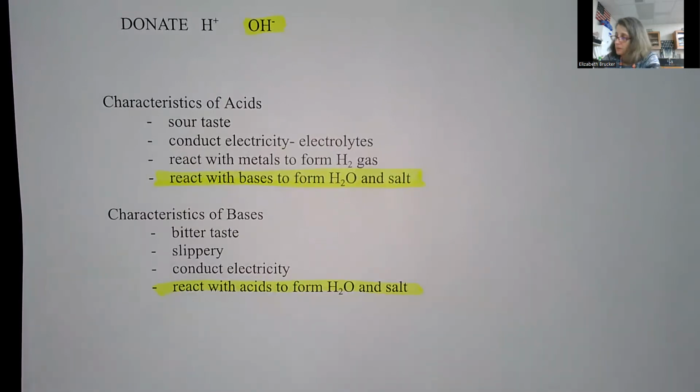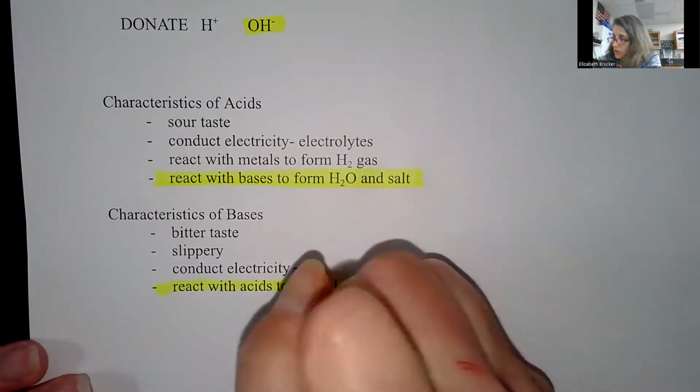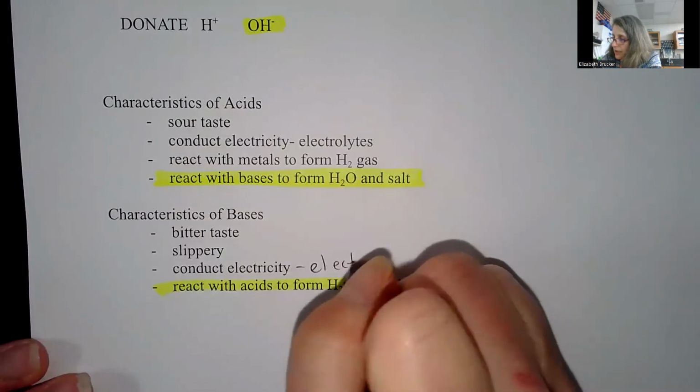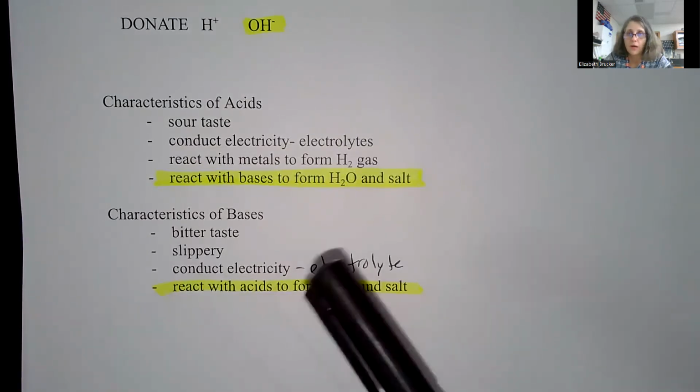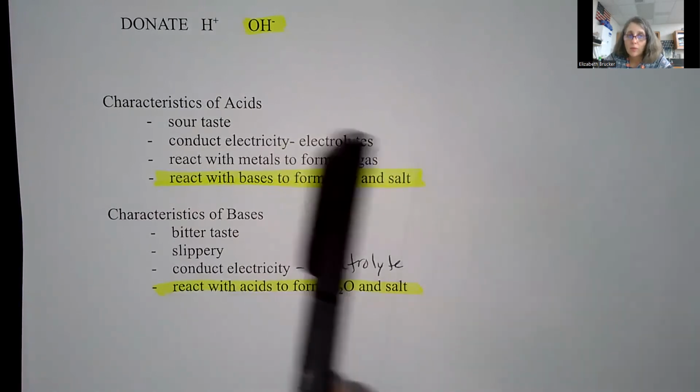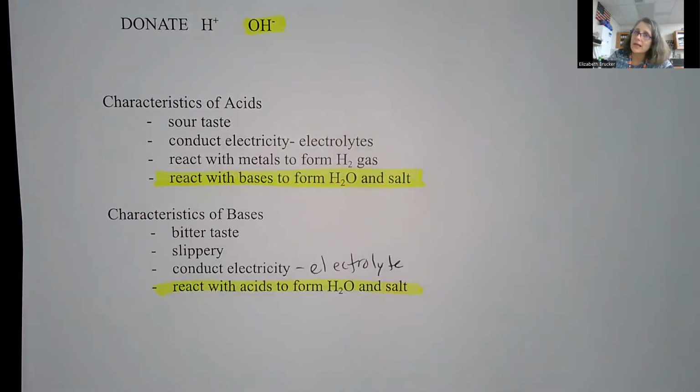But again, bases do conduct electricity, so they are considered electrolytes just like acids are. There is absolutely no difference there. But their chemistry in terms of what they react with is different from, again, an acid. We've been using acids and bases all along, but now we're just kind of learning more about their characteristics. So that's the beginning part of our acid-base chemistry.